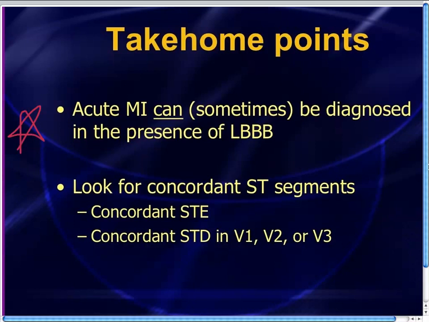Acute MI in the presence of a left bundle can sometimes be diagnosed. Not always, but sometimes you can diagnose it based on the Sgarbossa A or B. And remember what Sgarbossa criteria A is: concordant ST segment elevation. Sgarbossa criteria B is concordant ST segment depression. So when you see concordant ST segments in QRS complexes, you've got to worry about that patient, even though they have a left bundle branch block pattern.